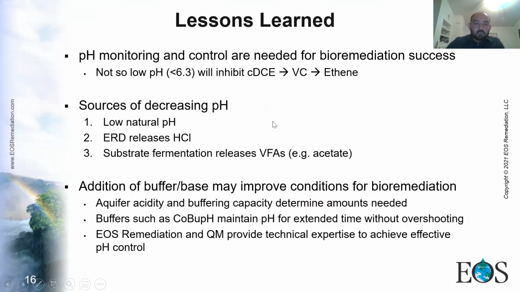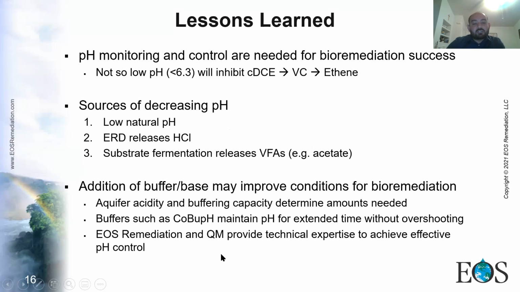So what I want you to learn from this presentation is basically how important pH is towards achieving optimal bioremediation. We can see that even not so low values such as 6.3 will affect the process of DCE to ethene. And as I mentioned, there are several causes of decreasing pH, so we must always take care of pH and monitor it.